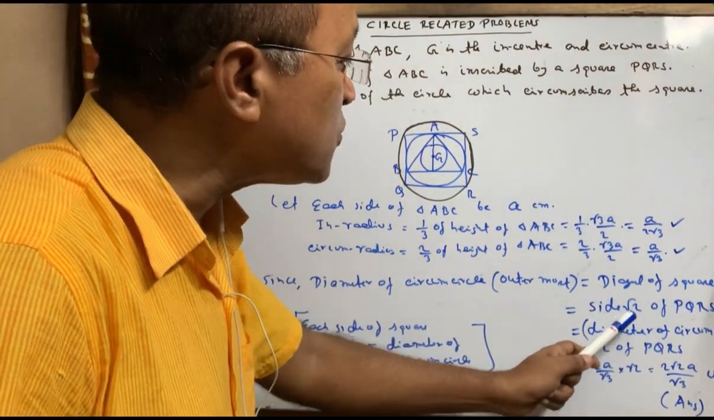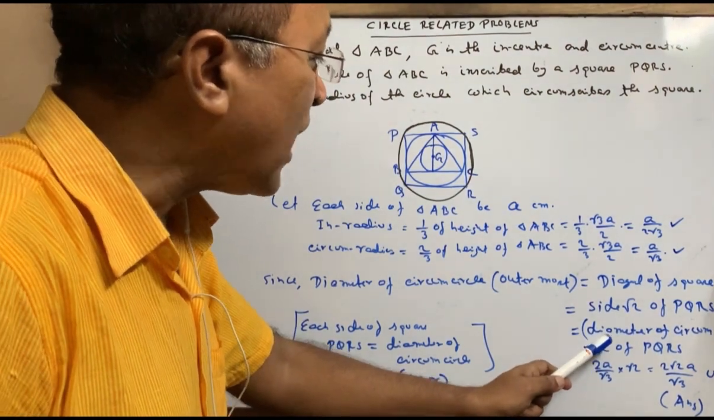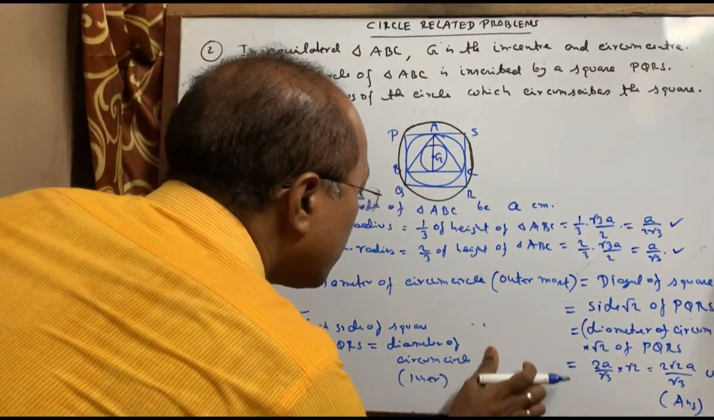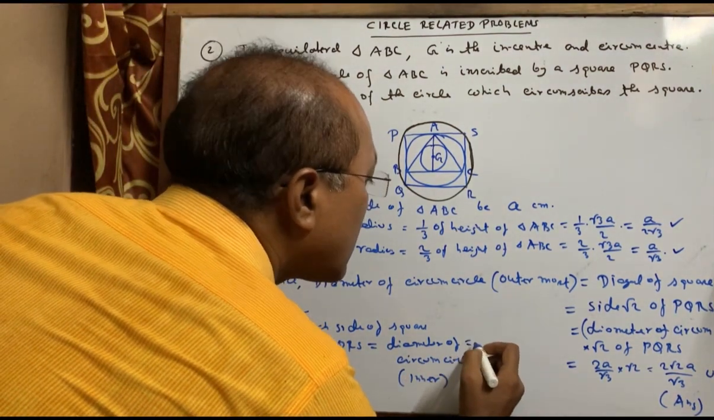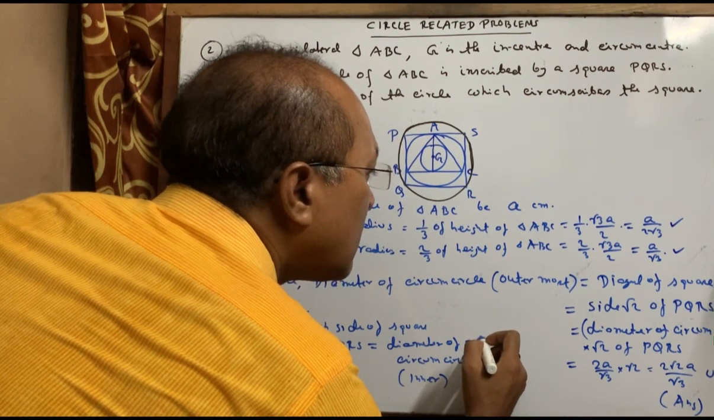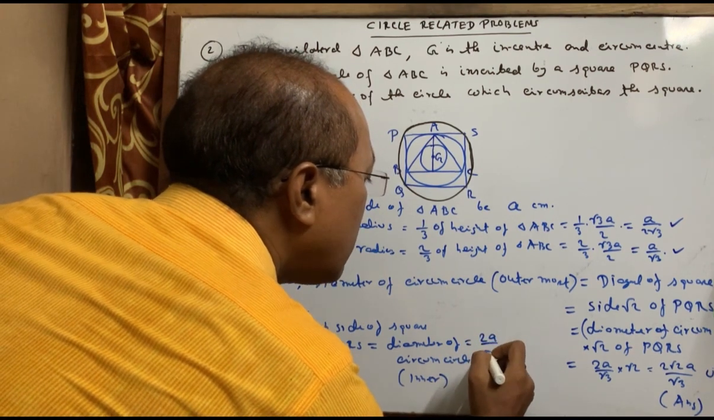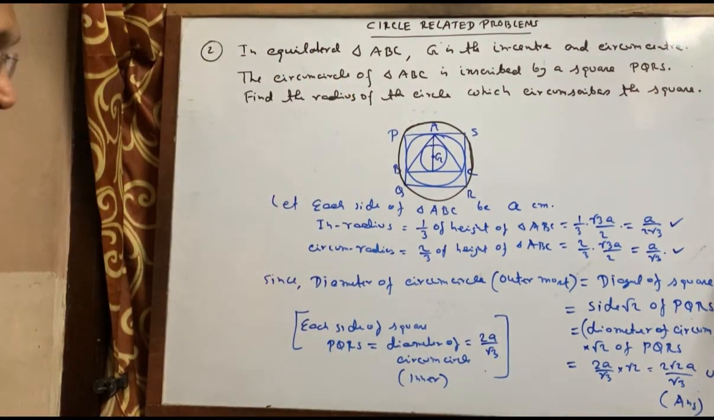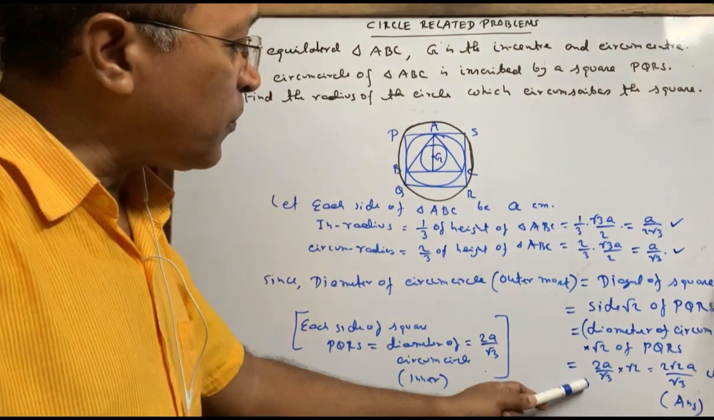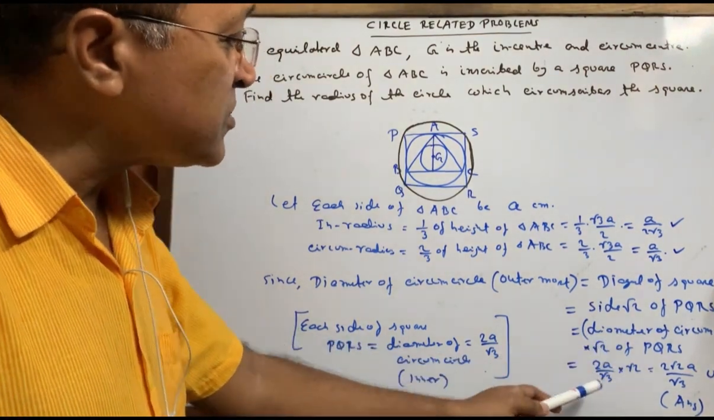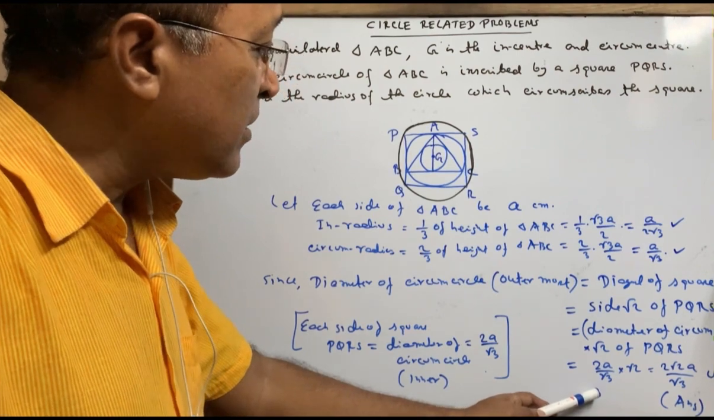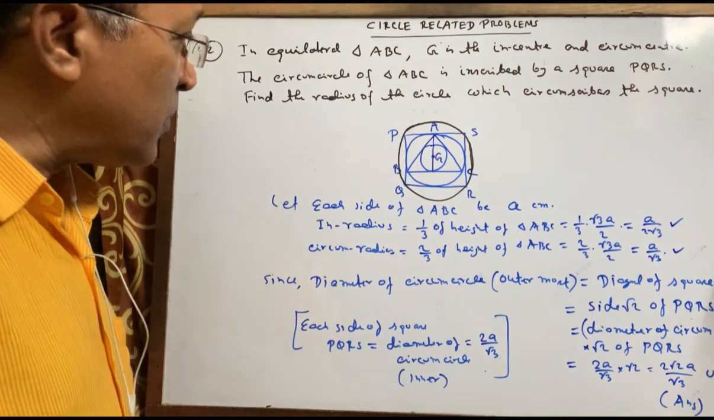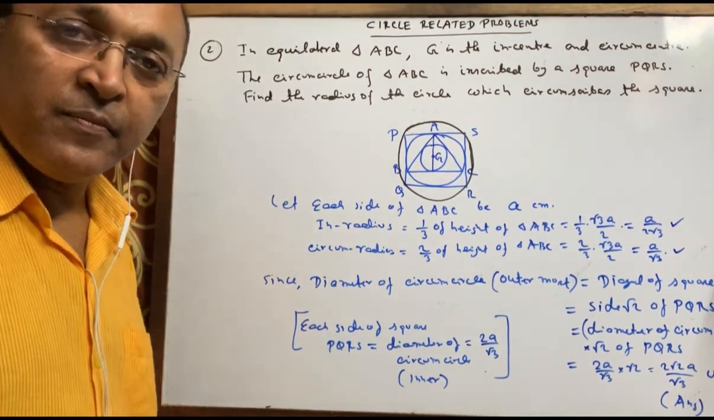Diagonal of PQRS is side root 2. Side root 2 means, side means this one. That is, here it will be twice a by root 3. Okay. So after putting diameter of circumcircle, here is twice a by root 3 into root 2. That is ultimately 2 root 2 a by root 3 unit is the required answer.